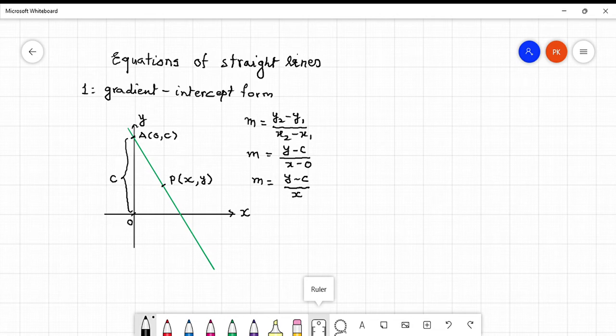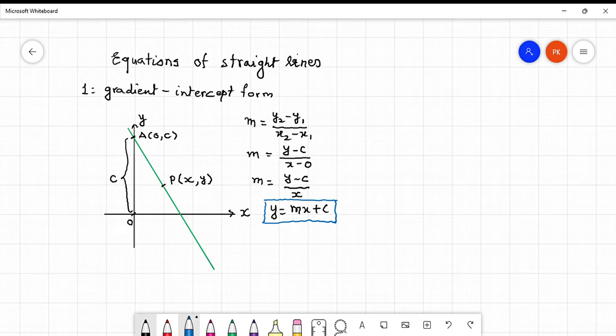Now I'll shuffle these terms and make y the subject. So I'll get the equation y is equal to mx plus c. And this particular equation is called the gradient intercept form, because in this equation m is the gradient and c is the y-intercept. So it gives the relationship between the y-coordinate and x-coordinate in terms of the gradient and y-intercept.